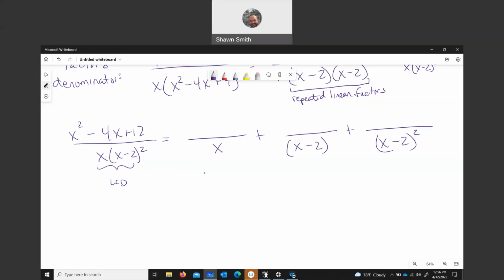So you take each factor that you see, and if this was, say, to the 5th power, you'd have a lot of fractions: one denominator of x minus 2, one of x minus 2 squared, another cubed, another to the 4th, another to the 5th, right? You just keep raising that exponent for each fraction's denominator. All right, so these are linear, so we have constants on top: a, b, and c.